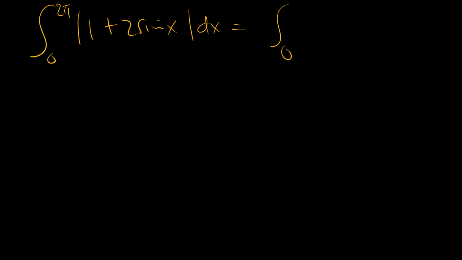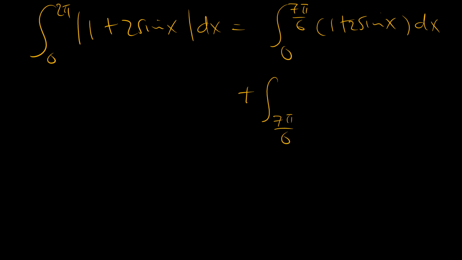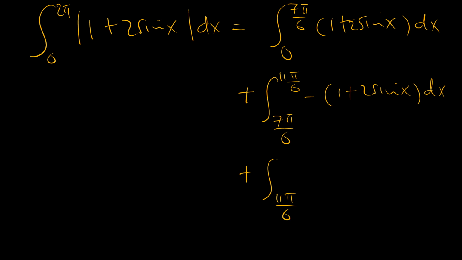It tells us that our integral from 0 to 2 pi of the absolute value of 1 plus 2 sine x is equal to the integral from 0 to 7 pi over 6 of 1 plus 2 sine x, plus the integral from 7 pi over 6 to 11 pi over 6 of negative 1 plus 2 sine x, plus the integral from 11 pi over 6 to 2 pi of 1 plus 2 sine x. Right?